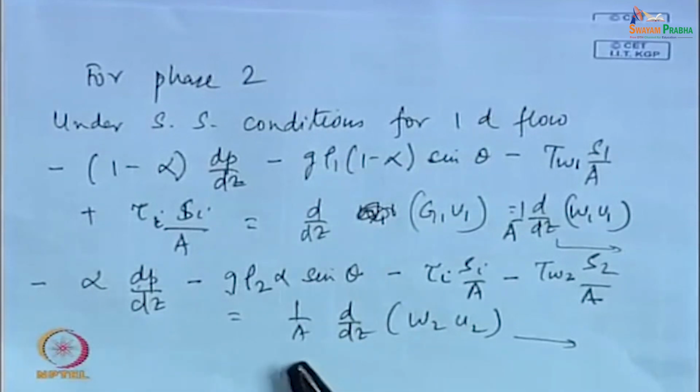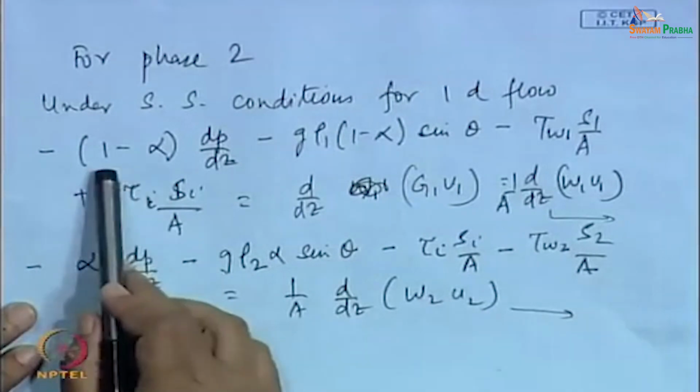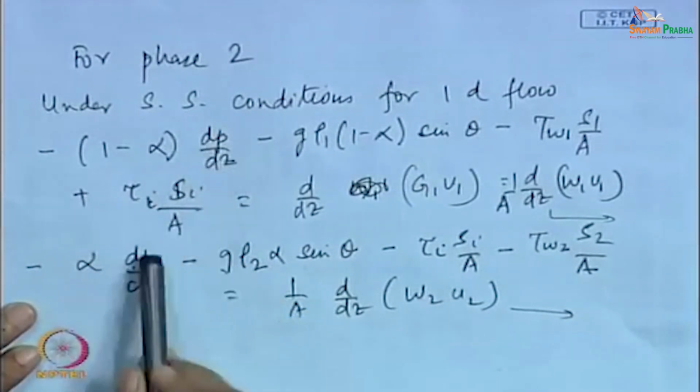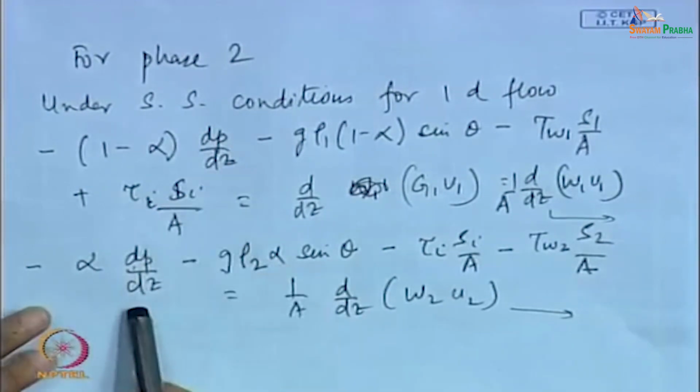What is the other way? You simply add the two equations. Do the addition part and see what you get. You get (1 minus alpha) dp/dz plus alpha dp/dz. So, 1 minus alpha plus alpha gives you dp/dz, isn't it? So, in that way you get dp/dz.